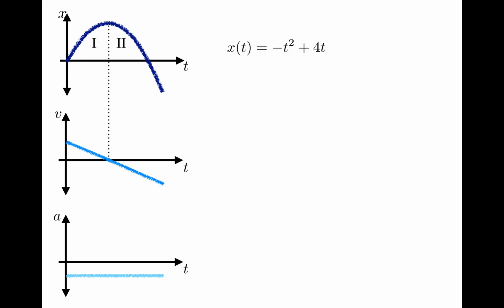Here's an equation that could work for the bead on the wire I showed you a moment ago. x of t is equal to minus t squared plus 4t. Velocity is the derivative of x with respect to time, so velocity is equal to minus 2t plus 4. Notice that this equation has the form of a straight line, so there is the evidence that this graph really should be linear. Finally, to find acceleration versus time, take the derivative again, and acceleration is equal to negative 2. Notice that this is a constant function, and it's negative, which matches the horizontal line we drew previously.